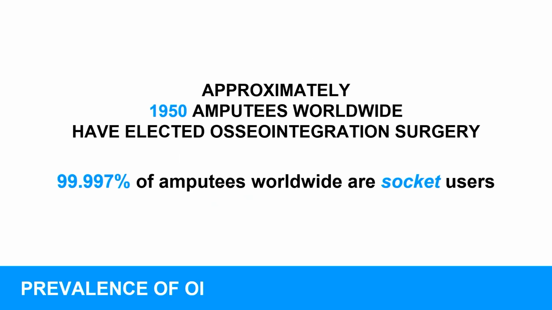You've heard this before. There's just under 2,000 amputees in the world with osseointegration. And some people are saying, well, this is going to destroy our profession as prosthetists. Well, don't forget, there's 99.9% of the patients that still are wearing sockets. And that will be here for quite some time.